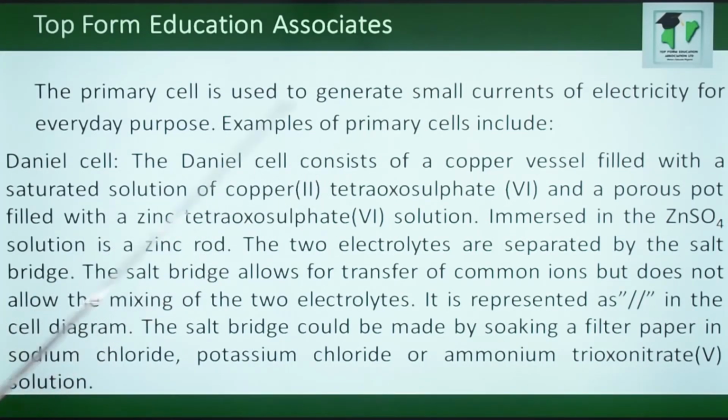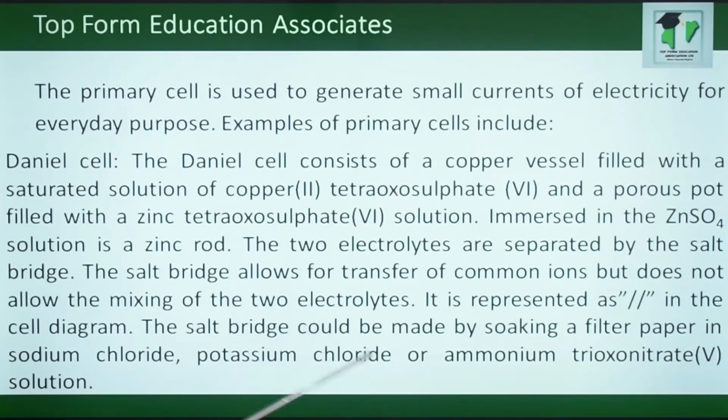Examples of primary cells include the Daniell cell. The Daniell cell consists of a copper vessel filled with a saturated solution of copper(II) sulfate and a porous pot filled with a zinc sulfate solution. Immersed in the zinc sulfate solution is a zinc rod. The two electrolytes are separated by the salt bridge. The salt bridge allows for transfer of common ions but does not allow the mixing of the two electrolytes. It is represented as a double slanted line in the cell diagram.